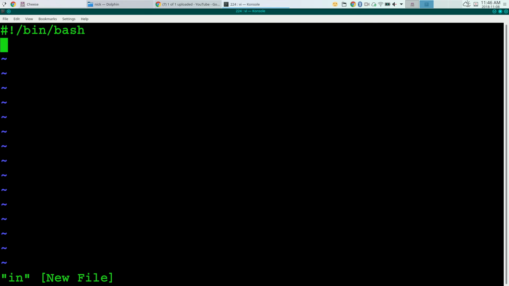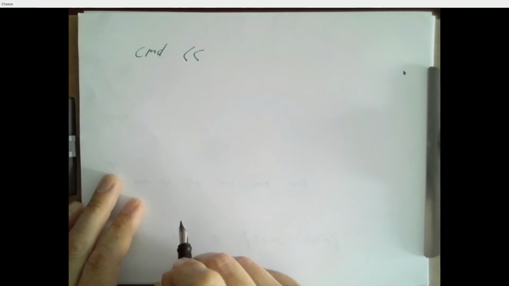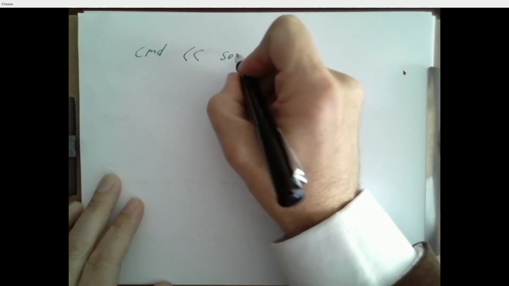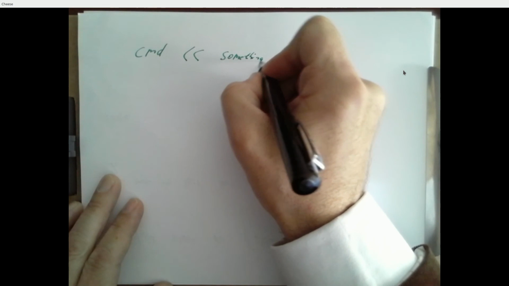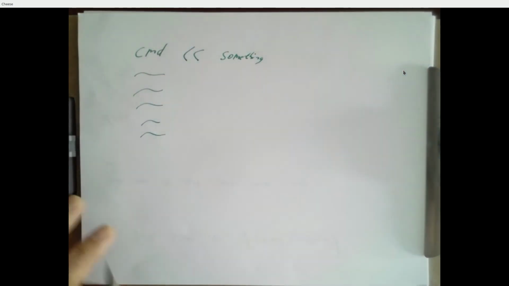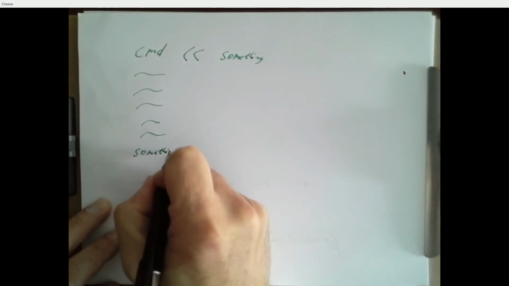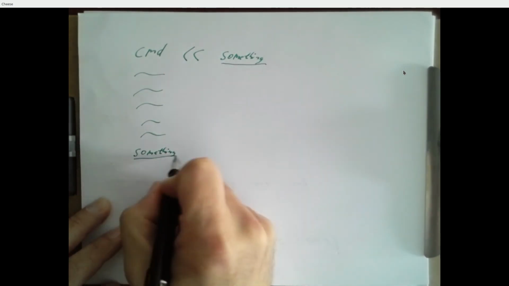All right, let me show you something else we can do. So, in a script, we can say the following. We can say command less than something. And then we can list a bunch of lines of text, and then we can have a line that by itself just says whatever this something is.